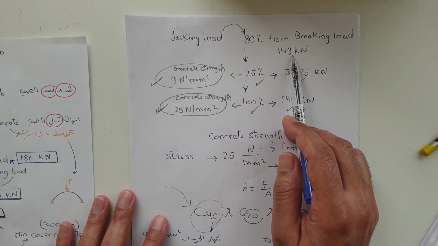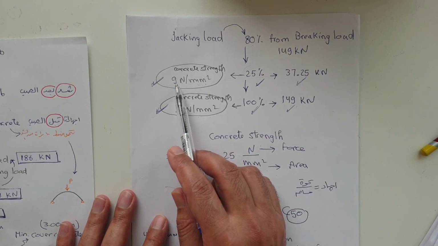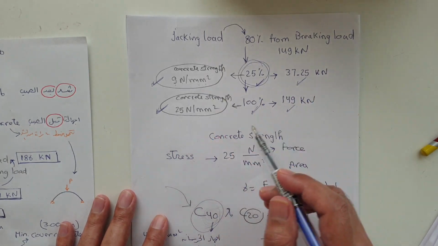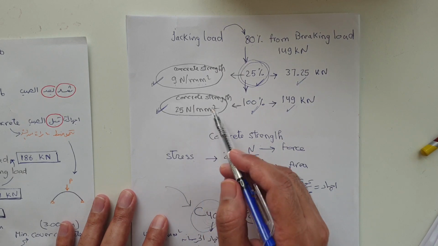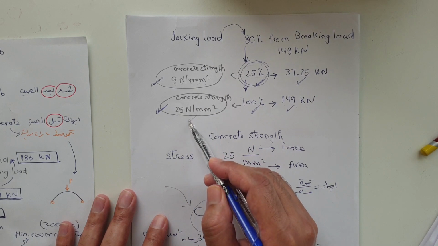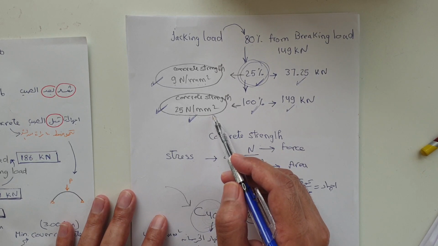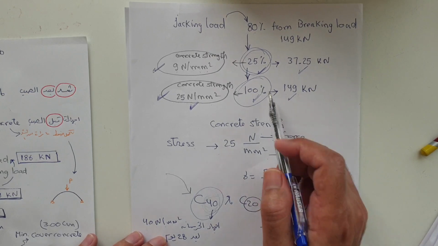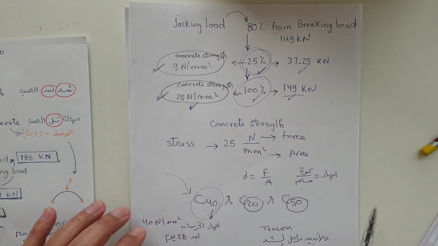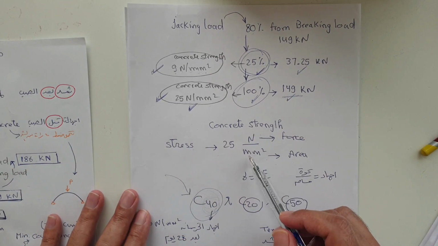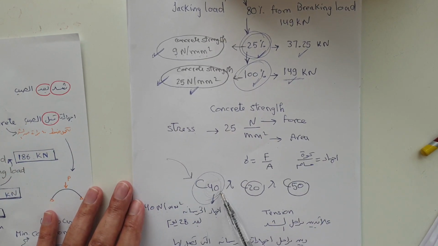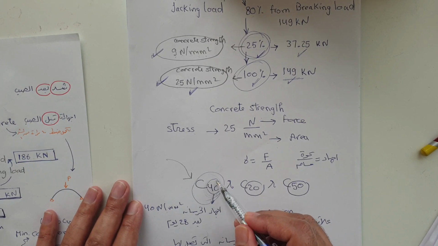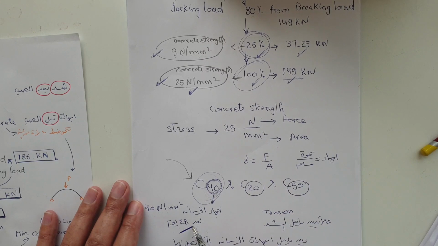It's coming to 149 kilonewton. When the strength of the concrete is 9 newton per millimeter square, we take 25% of this. And when the concrete strength or cube strength reaches 25 newton per millimeter square, we take 100%, and 100% equals 149. Stress is in newton per millimeter square. And what is the meaning of C40? C40 means the strength of the concrete reaches 40 newton per millimeter square after 28 days.